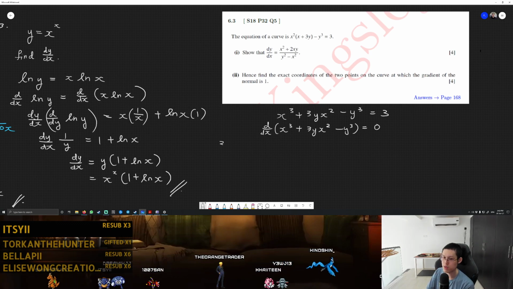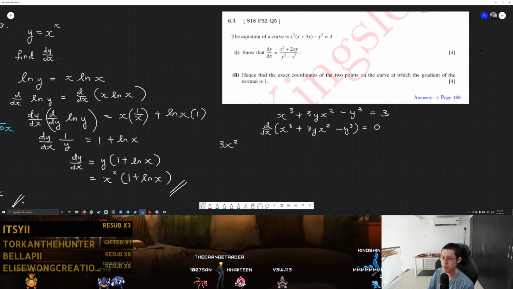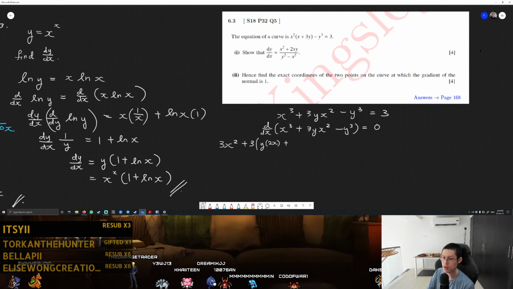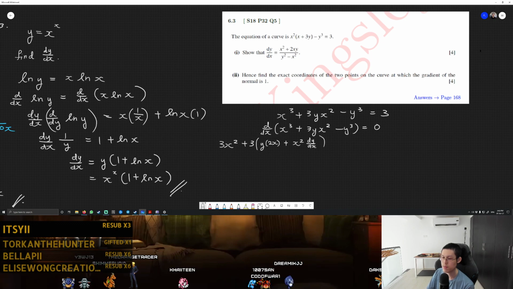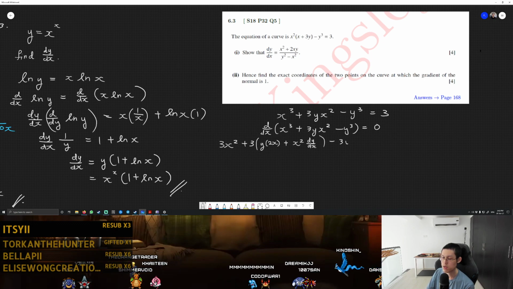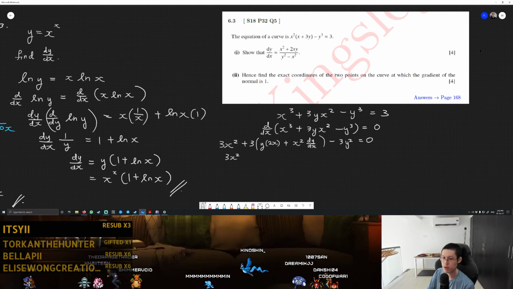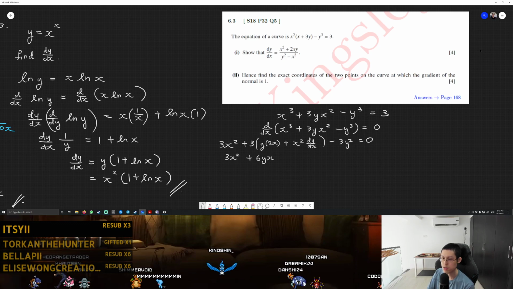So this gives you 3x squared. This term in the middle, you have to use the product rule. So y, and then differentiate x squared gives you 2x. And then x squared, differentiate y gives you dy/dx. And then minus 3y squared. Okay, so simplifying this, we get 6yx plus x squared dy/dx minus 3y squared equals 0.